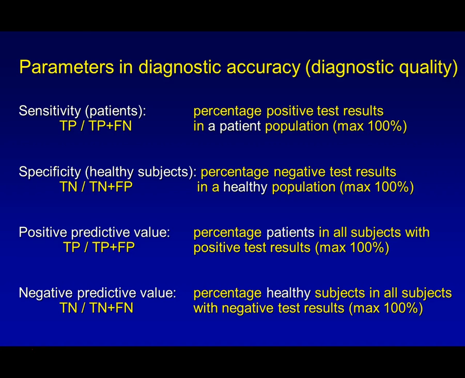If a test is negative, it may suggest healthiness. So the negative predictive value is the percentage of healthy subjects among all subjects with a negative test result, and this is preferably also 100%. It's calculated by dividing the number of true negatives by the total of negatives, which is the sum of true negatives and false negatives.